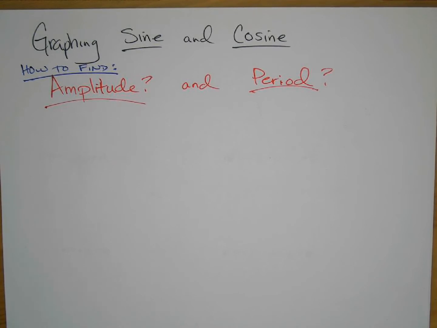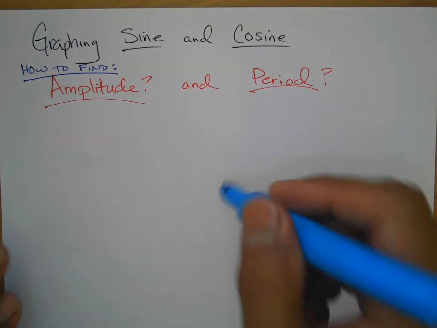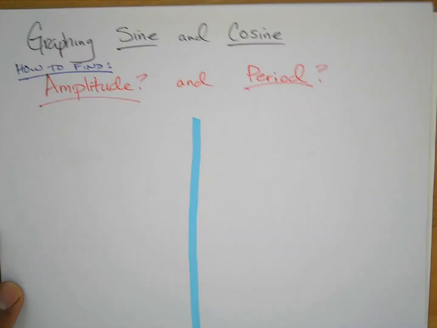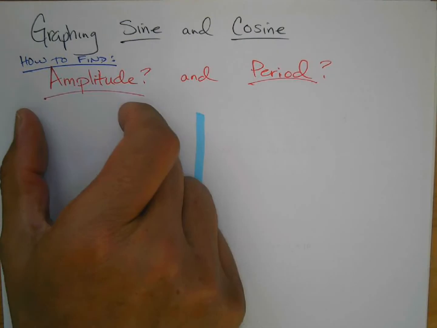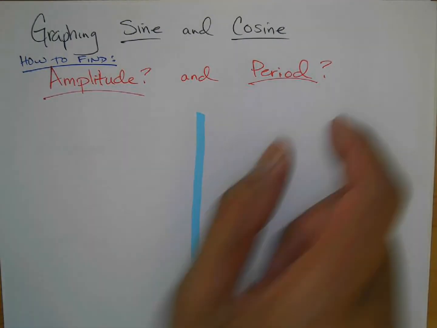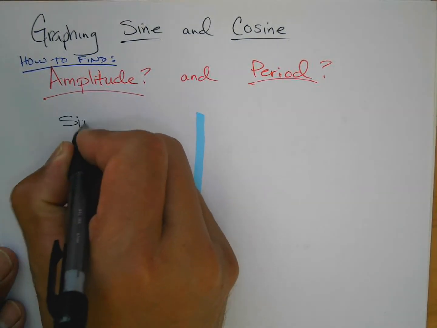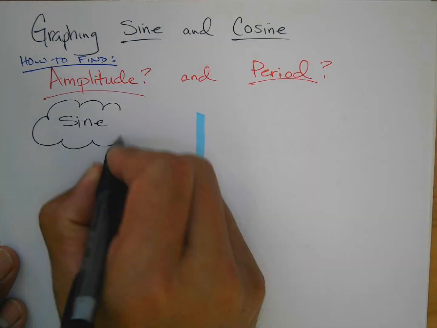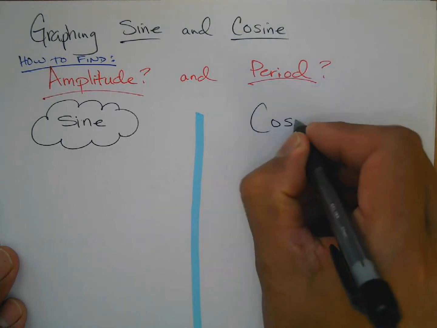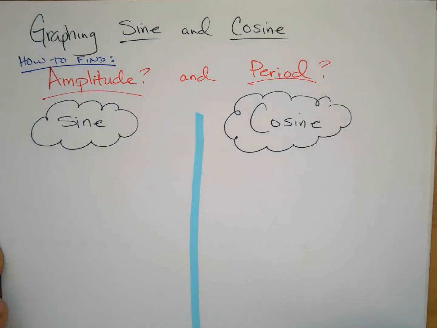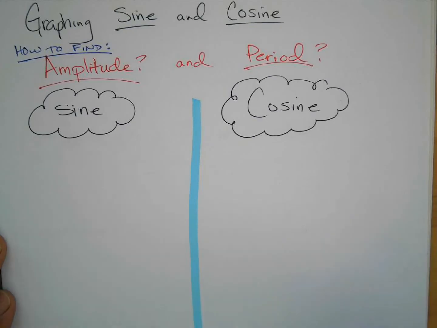Okay, so we're going to look at the function, and since we have sine and cosine, I'm going to do a little split window here, right? I'll work side by side here. You could do the same thing on your paper. I'll be working with sine on this side and then cosine on this side. So this will be sine. This will be cosine. And you're going to see a lot of similarities, and that's why I want you to see these side by side, right?